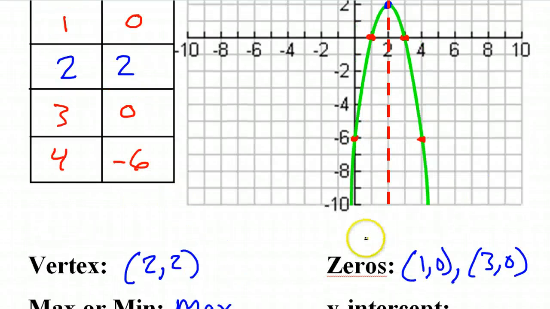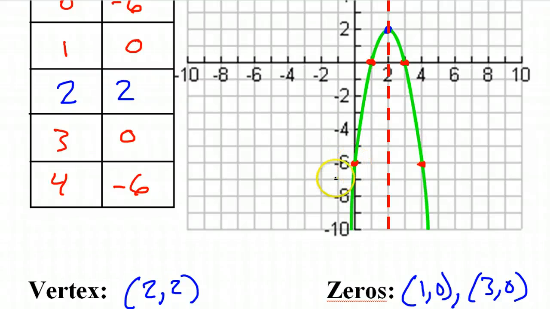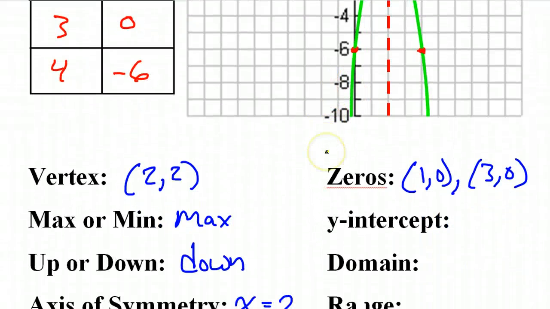The y-intercept is where the graph touches the y-axis. It's always (0, something). In this case, (0, -6).